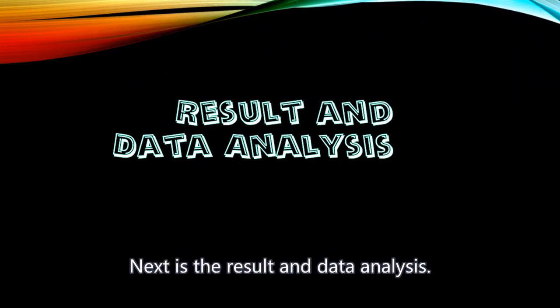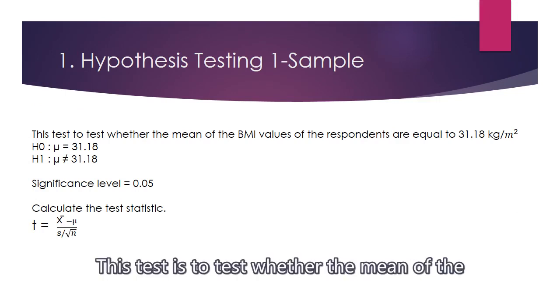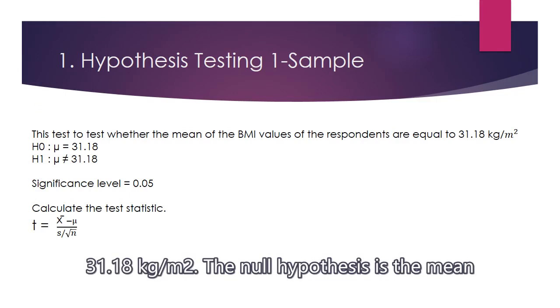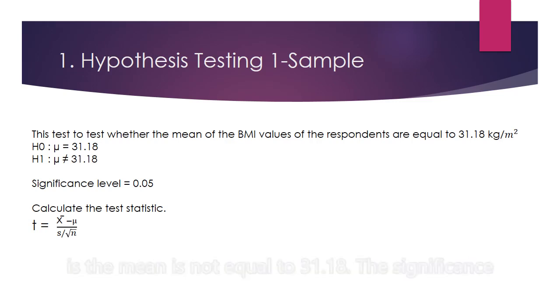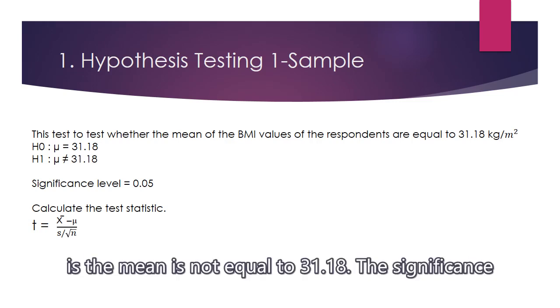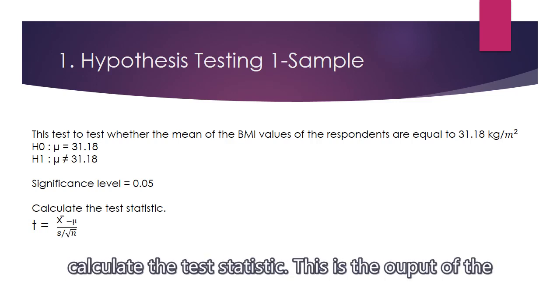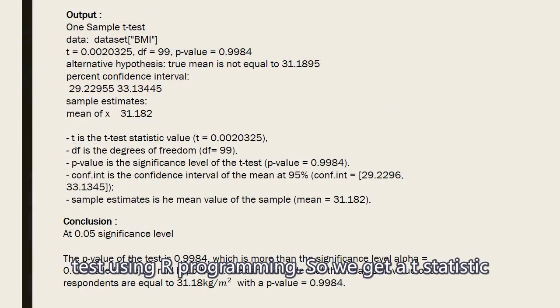Next is result and data analysis. First is the hypothesis testing for one sample. This test is to test whether the mean of the BMI values of the respondents is equal to 31.18 kg per meter squared. The null hypothesis is the mean is equal to 31.18 and the alternative hypothesis is the mean is not equal to 31.18. The significance level used is 0.05 and the below is the formula to calculate the test statistic. This is the output of the test using R programming.